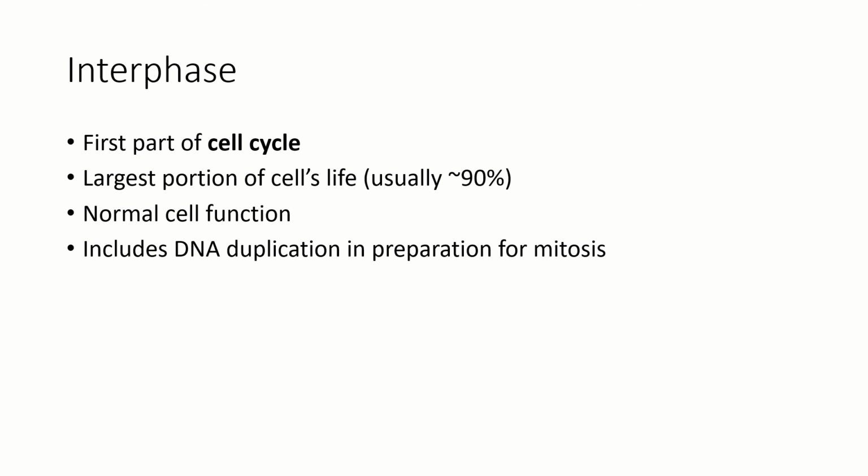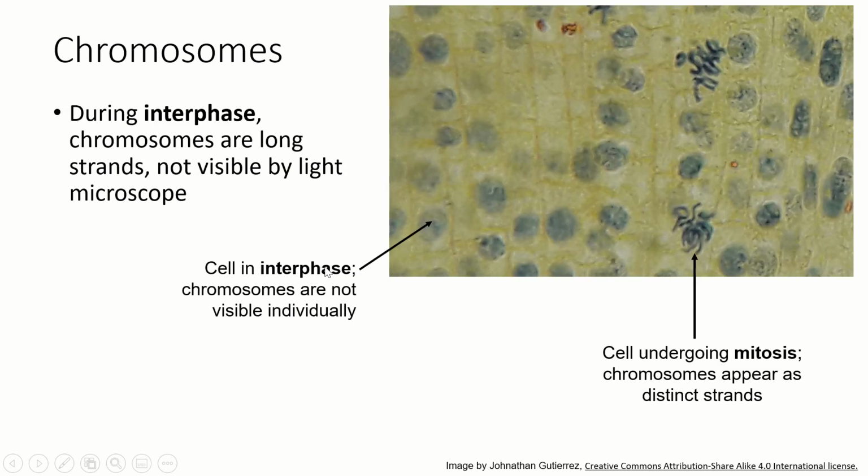So this first phase of the cell cycle, the main phase, as I said, is called interphase. It's divided into 3 smaller phases. And this is when the cell is doing its normal function. And one of those functions is going to be preparing for mitosis. One of the things that's going to happen during that is duplicating the cell's DNA. During interphase, chromosomes are not actually individually visible.